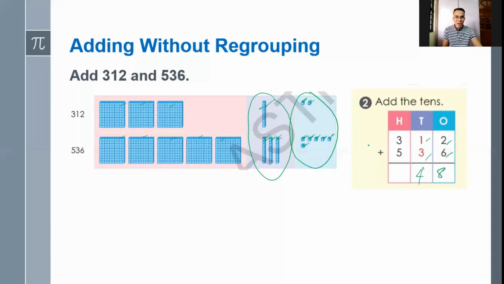And finally, we're going to combine the hundreds. How many hundreds are there all together? We have 1, 2, 3, 4, 5, 6, 7, 8 hundreds, or we say 3 hundreds plus 5 hundreds equals 8 hundreds. Therefore, 312 plus 536 is the same as 848. Okay, that's how you do addition without regrouping.